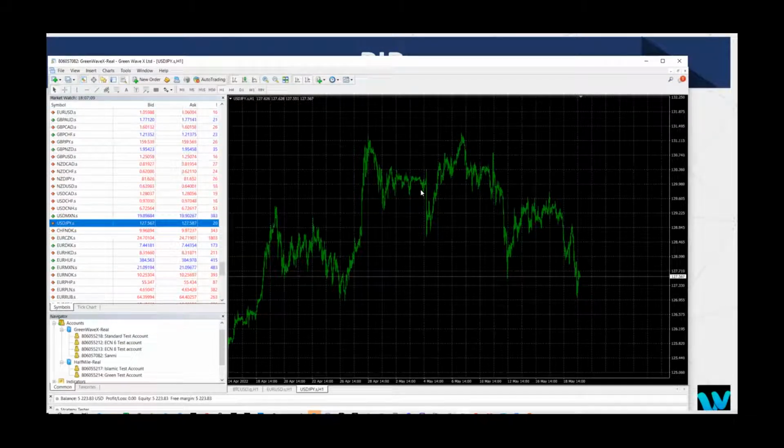Now the question you're going to ask me is, what is the value of this pip? If I say 20 pips, 30 pips, 40 pips, what is the value of this pip in dollars? And how are we going to be able to know how much we'll make and how much we'll lose if it doesn't go in our favor when we place a trade?